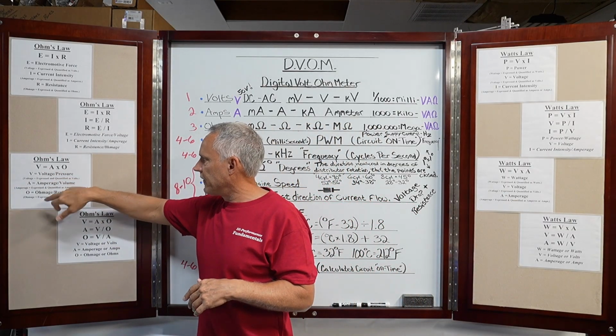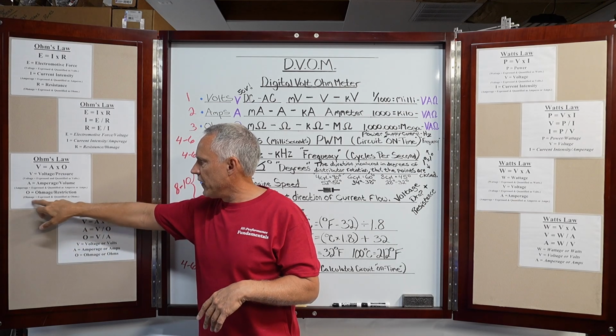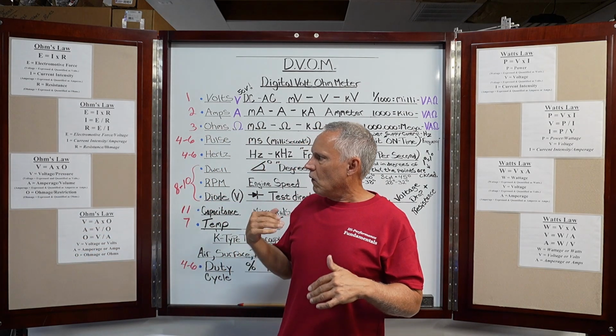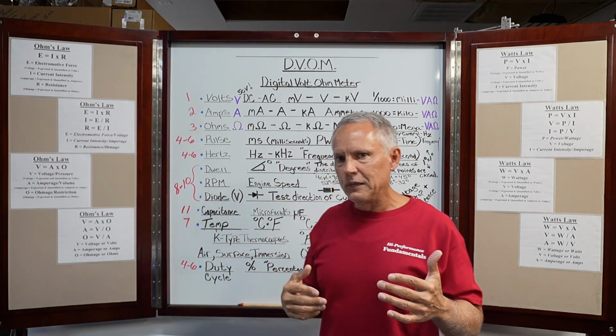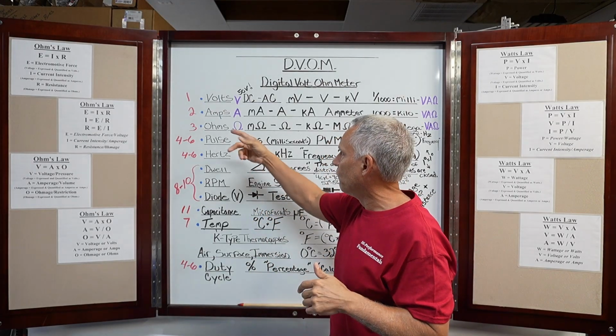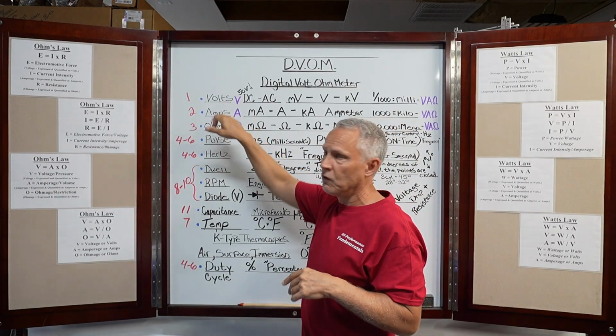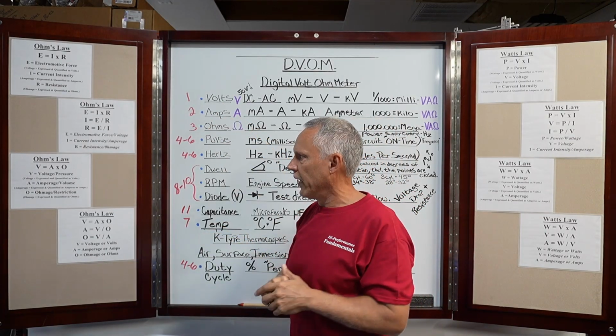So let's do that. V equals A times O. V being voltage, A being amperage, O being ohmage. Voltage is expressed, quantified, and measured as volts. For example, you could ask somebody, what's the voltage in that circuit? Or you can say, hey, what's the volts? Either one would be accurate.